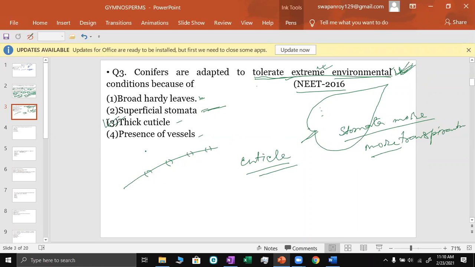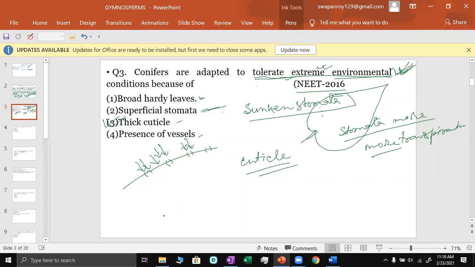Okay, then they will get more sunlight, direct sunlight, and direct sunlight will increase the rate of transpiration, so water evaporation will be more. So superficial stomata is against that extreme condition, so the opposite is sunken stomata. Sunken stomata is a xerophytic character.